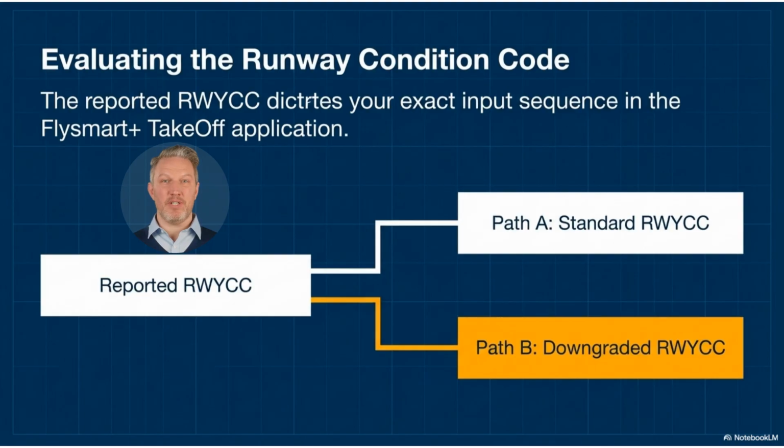Once you have the reported code, you face a binary decision. The RWYCC dictates your exact input sequence. If the reported code matches the contaminant, you follow Path A, the standard protocol. However, if the code is lower than expected for that surface, you must execute Path B, the downgraded protocol.